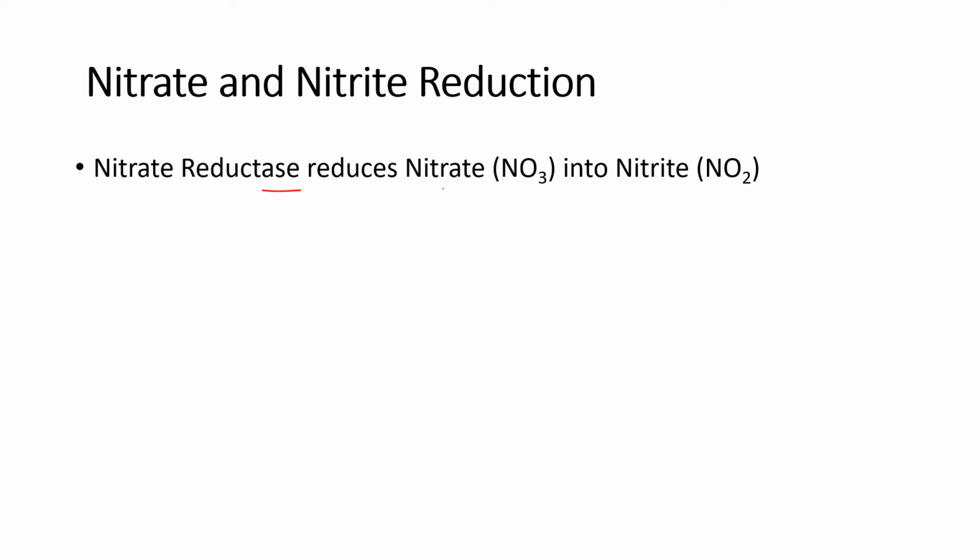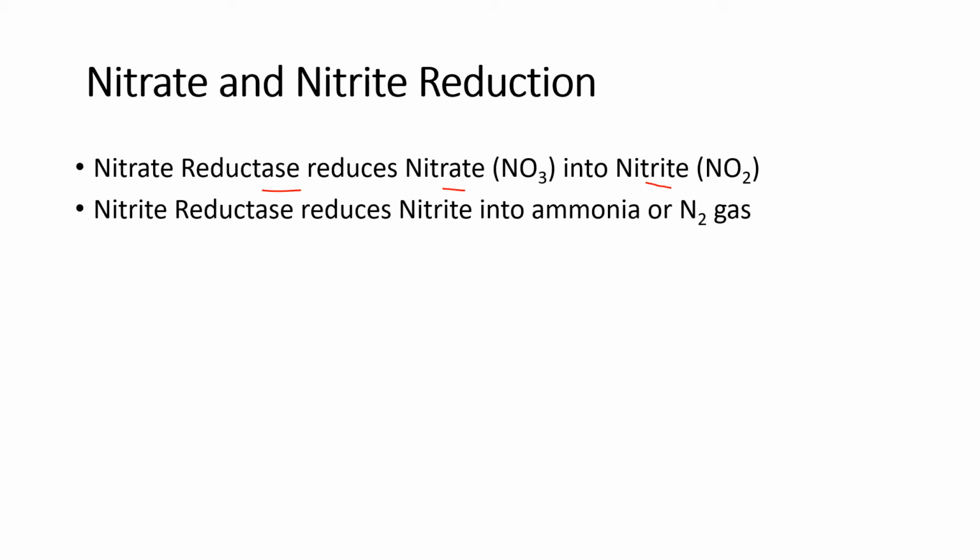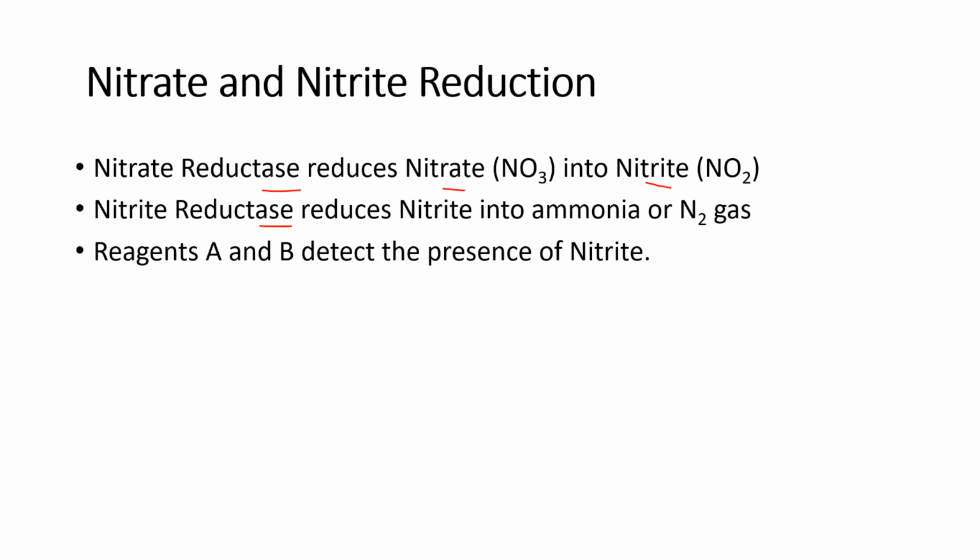So the difference between the two words is the A versus the I. So nitrate reductase reduces nitrate into nitrite. The second reaction you would be looking for is for the presence of nitrite reductase, so that's the enzyme, which can reduce nitrite into ammonia or nitrogen gas. To do this, the two indicators you are using are reagents A and B, nitrate reagents A and B, and together they can detect the presence of nitrite. So that is what they're indicating, the presence of nitrite.